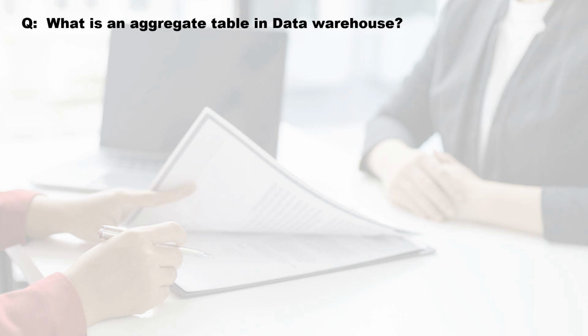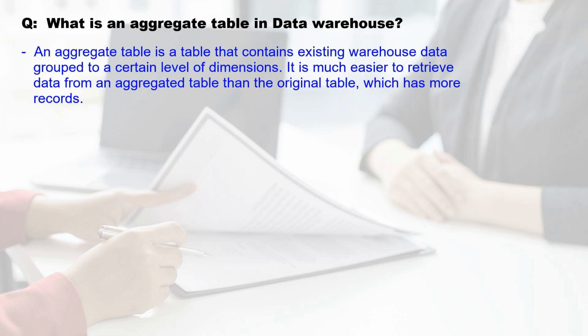What is an aggregate table in data warehouse? An aggregate table is a table that contains existing warehouse data grouped to a certain level of dimensions. It is much easier to retrieve data from an aggregated table than the original table, which has more records.